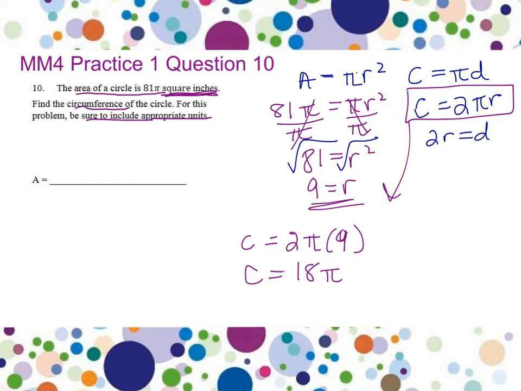And as I'm looking at this practice, I realize that this should not be an A. This should be a C. That's a mistake. So we get circumference is equal to 18 pi inches. You can write the word or you can just abbreviate. But be careful, it is not square inches, because circumference is a linear measure.